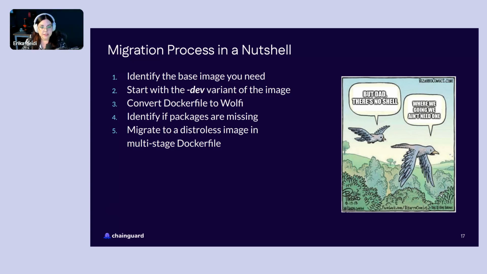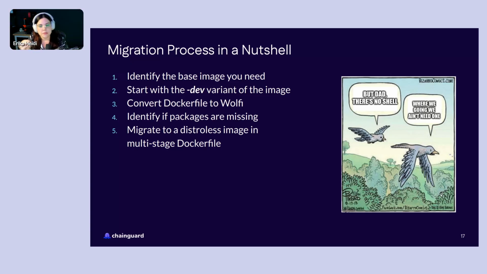Then start with the dev variant, which is the non-distroless image, because it's more apples to apples when converting a Dockerfile. When you get your Dockerfile and you're going to convert to Chainguard images, then you probably have some package installations, things like that. Then you want to start with the dev variant first and make it work. So you will convert your Dockerfile to Wolfi. And what I mean with that is replacing some commands.